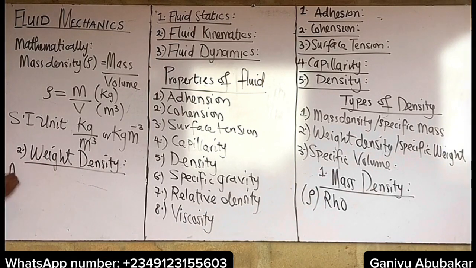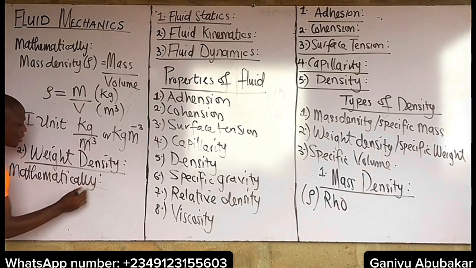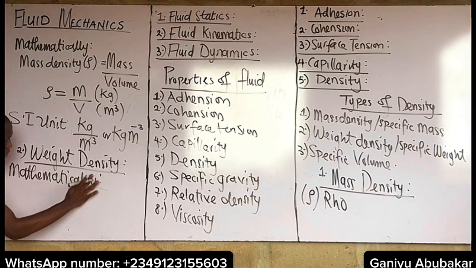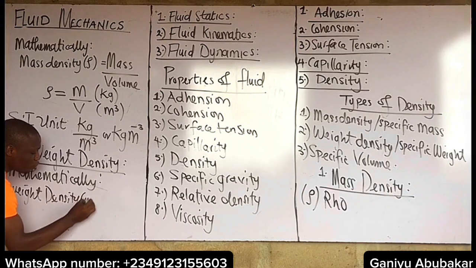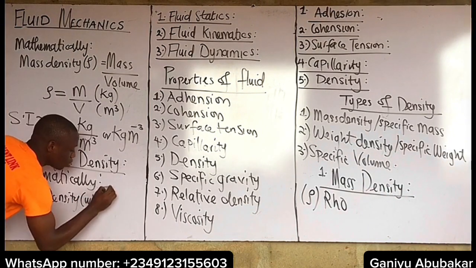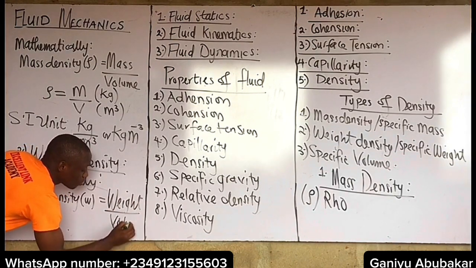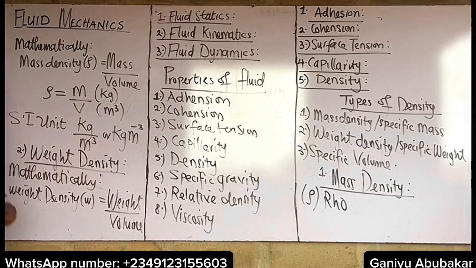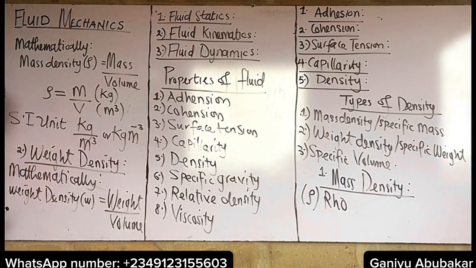Mathematically, weight density, small w, is equal to the total weight acting per unit volume of a fluid. So specific weight is simply the total weight acting per unit volume of a fluid. This means that small w is equal to weight over volume.